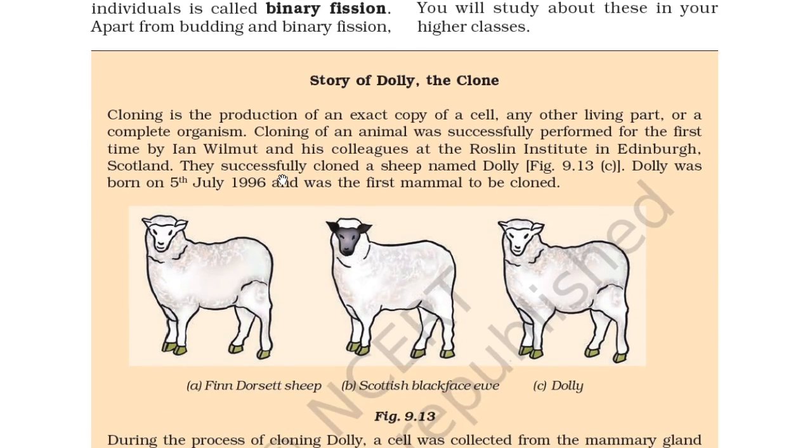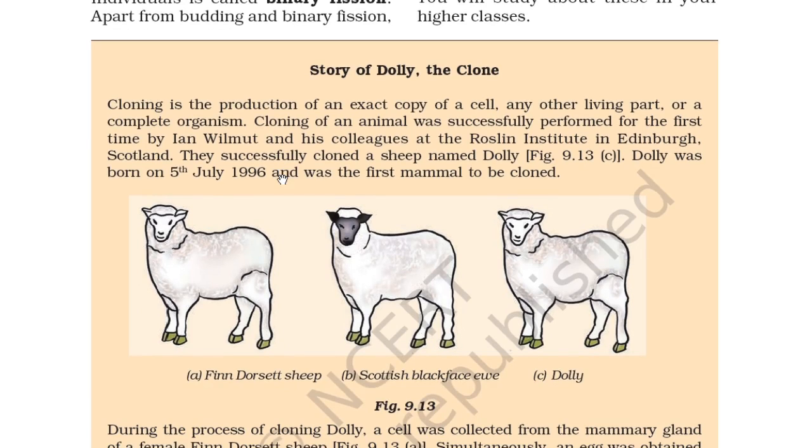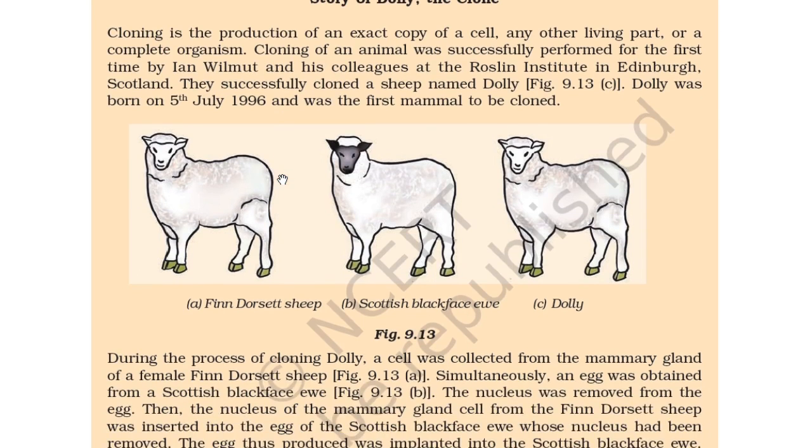So, the story of Dolly the clone. Cloning is the production of an exact copy of a cell, any other living part, or a complete organism. Cloning of an animal was successfully performed for the first time by Ian Wilmut and his colleagues at the Roslin Institute in Edinburgh, Scotland. They successfully cloned a sheep named Dolly. Dolly was born on 5 July 1996 and was the first mammal to be cloned. So you can see A, B and C.